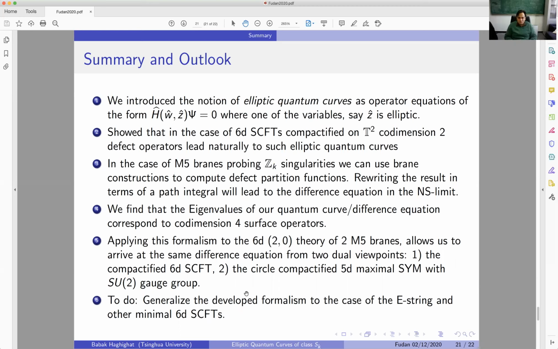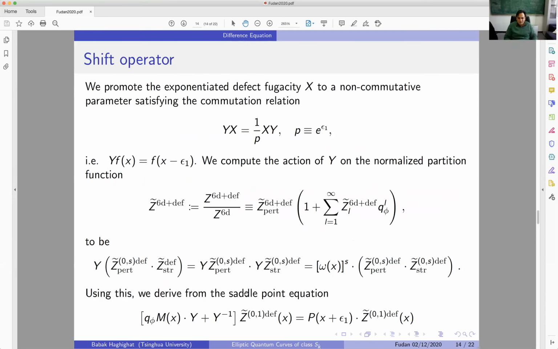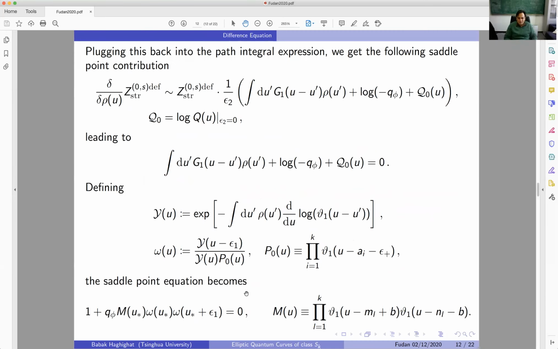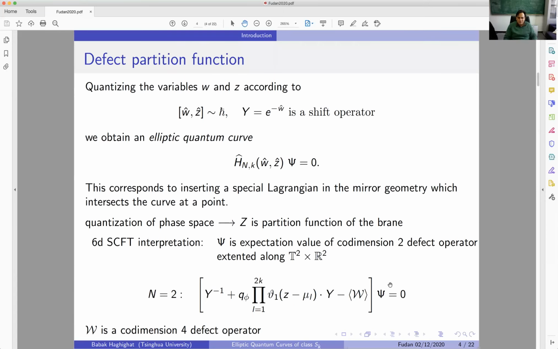So the K appears in this quantum curve only in the product of theta functions. That's the only place that appears. Let me go back to the form of this operator. It is basically this one. For 2 and 5 branes, you have this, and the K appears in this product.